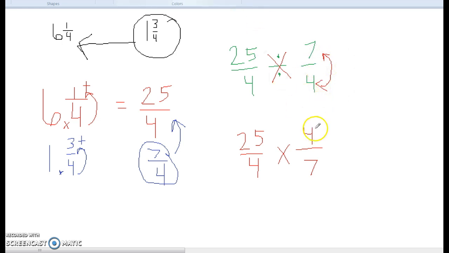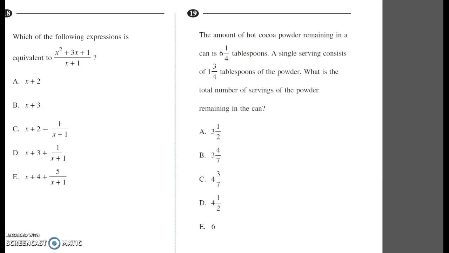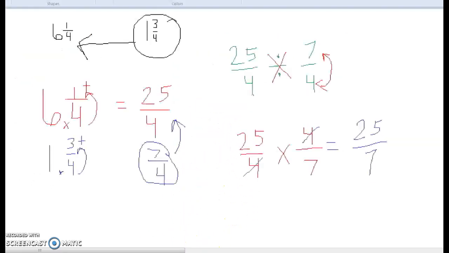I like to take the shortcut with things, so I'm going to cross multiply, and I'm going to end up with 25 over 7, which is not one of the answers that they gave to us. They gave us the answers in mixed number form. So we're going to go back and change this improper fraction back to a mixed number. To do that, we're just dividing. So 7 will go into 25 3 times.